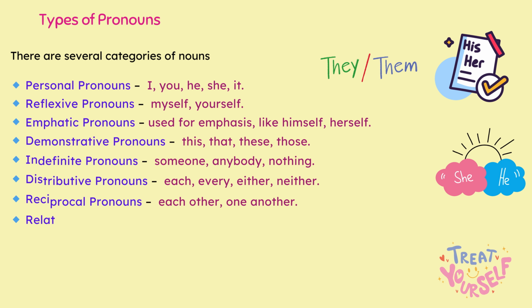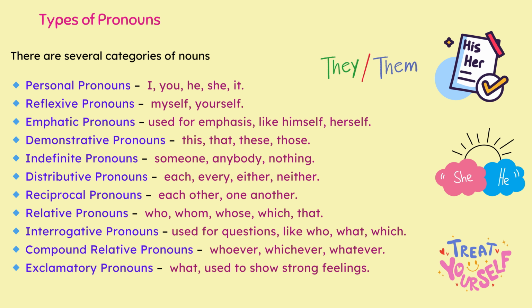Now let's explore the types of pronouns in English. There are several categories, each with its own use. Here they are. Personal pronouns like I, you, he, she, it. Reflexive pronouns like myself, yourself. Emphatic pronouns used for emphasis like himself, herself.